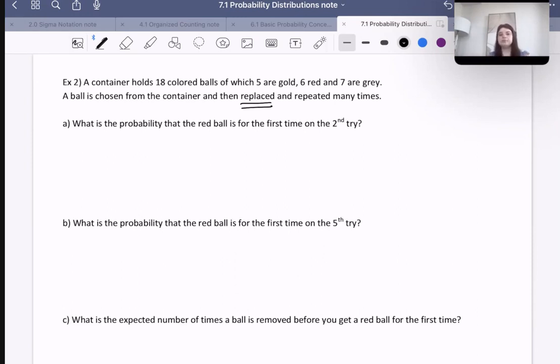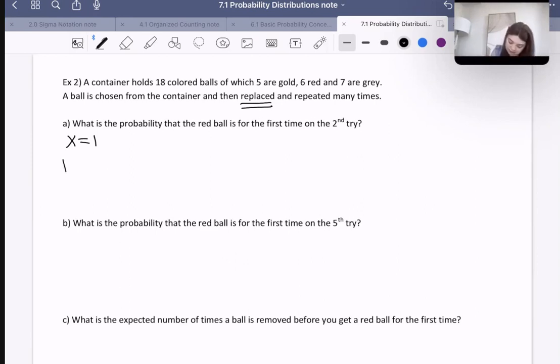Okay, the first question asks, what is the probability that the red ball is drawn for the first time on the second try? I think what they mean is, if we keep drawing our balls, what's the probability that the first time we get a red one will be the second try? Well, that would imply that we'd have 1 failure first, and then we would have a success, right? So we would first pull something that isn't red, and then we'd pull something that is red. And x is going to be equal to 1 in this case, because we're going to get 1 failure before the second try is a success.